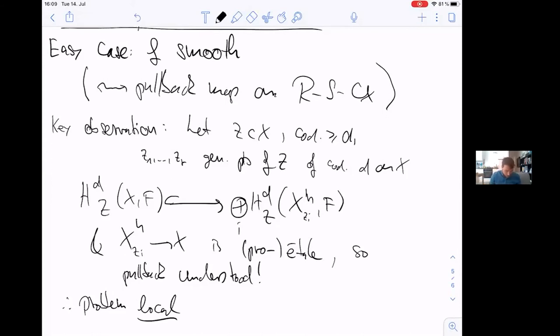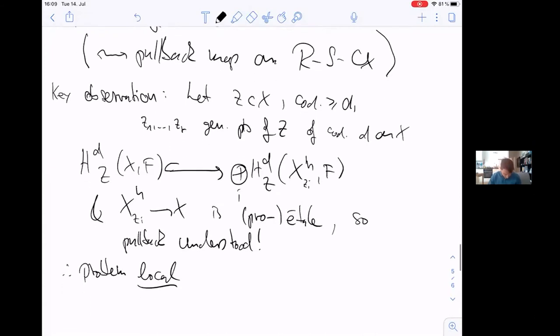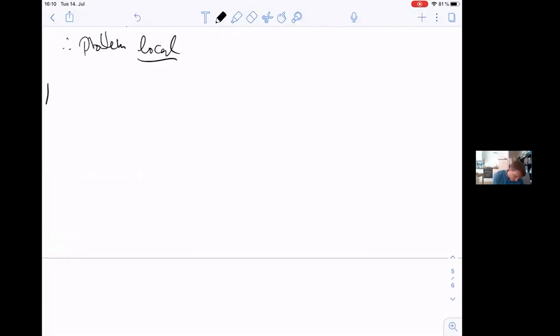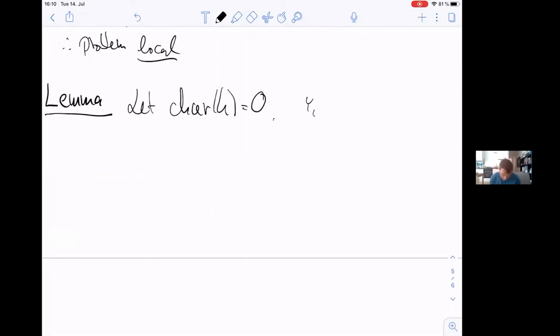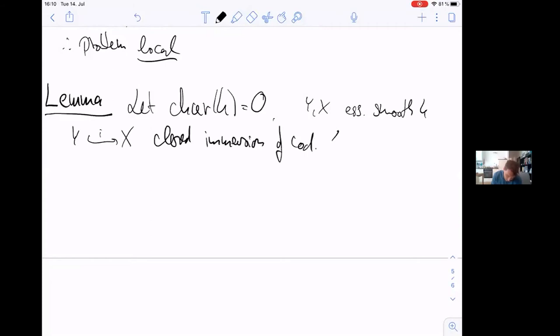Okay, so now we come to the real thing. So I want to sketch the proof of the following lemma. This says as follows. So I assume that the field has characteristic zero, and I let Y and X be essentially smooth. So this is just some trickery which allows me to look at something like the henselization. It's not quite a smooth scheme, but it's reasonably close to one. And I give myself some map from Y to X, which is in fact a closed immersion of codimension one. And then of course I have to give myself a Z contained in X, of codimension greater than or equal to D. And I have to assume that if I intersect it with Y, it still has codimension greater than or equal to D.